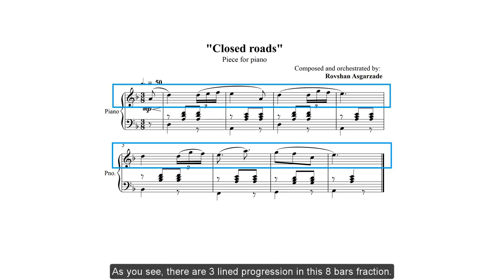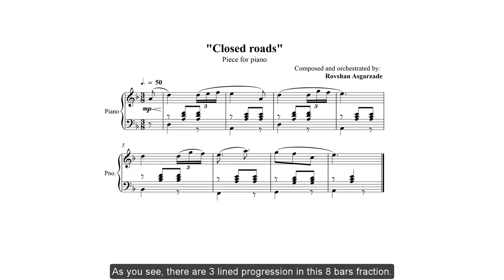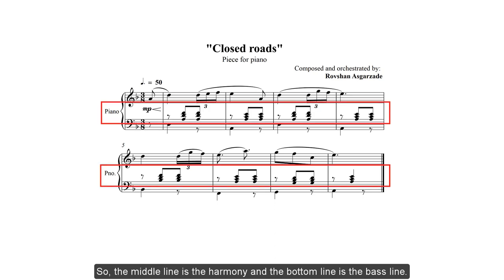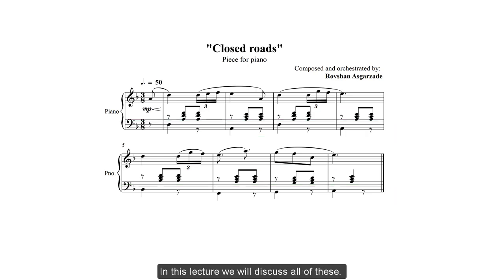As you see, there are three lines progression in this 8 bars fraction. It is obvious that we can't change the melody. Hence, we present it with octave doublings while orchestrating. So, the middle line is the harmony and the bottom line is a bass line. In this lecture, we will discuss all of this.